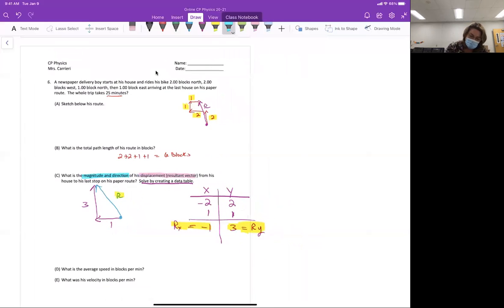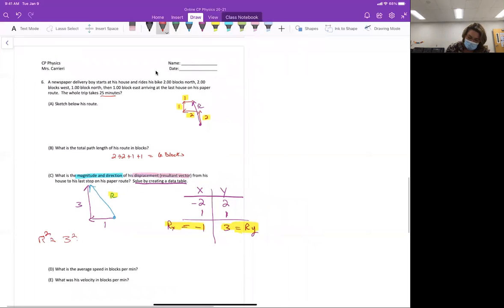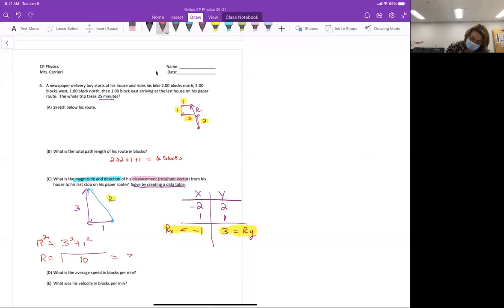How do I find the magnitude of R? Well, R squared is equal to 3 squared plus 1 squared. R is equal to the square root of 3 squared is 9 plus 1 is 10. Square root of 10 is equal to 3.2. Don't forget your units. These are in blocks. So there's the magnitude. Now I need my angle.